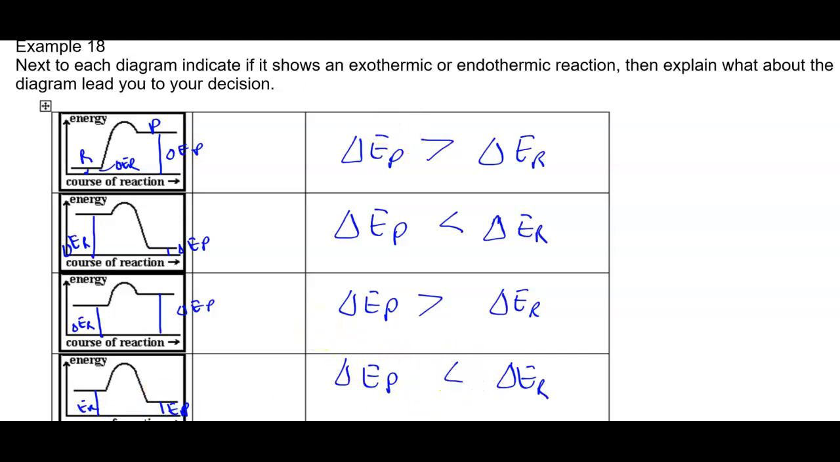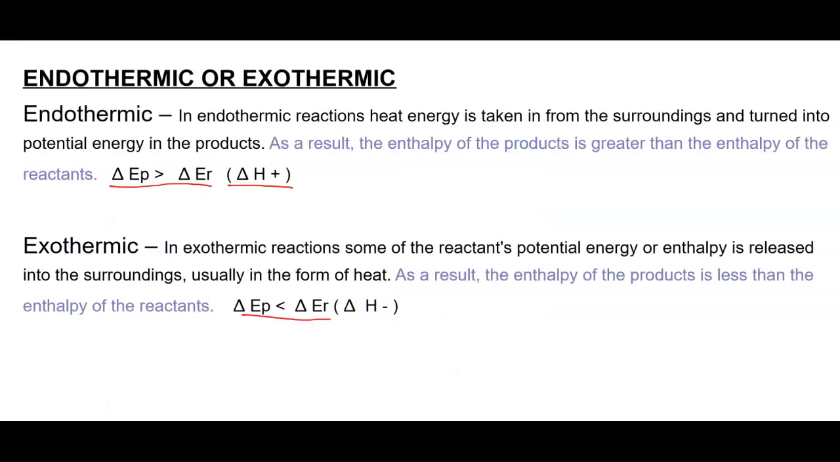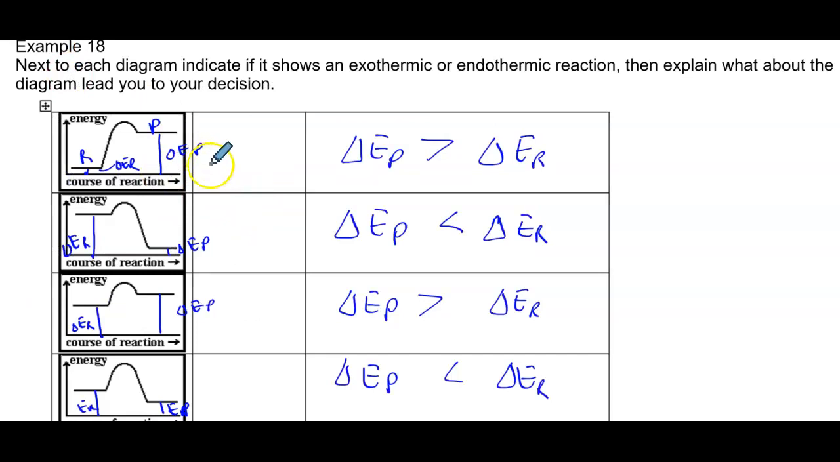Okay, so we know from this previous set of notes back here, if we have a greater than sign, it's endo. Less than sign, it's exo. So this is endo, exo, endo. It just happens that I did it this way, no rhyme or reason to it.